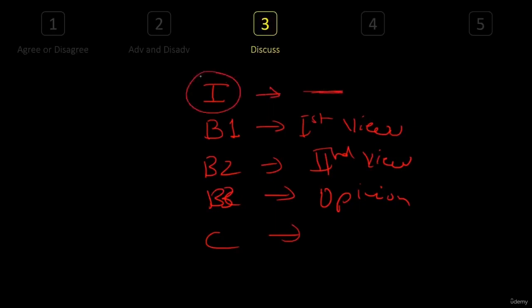We have discussed how to write introduction and conclusion as well, but the body paragraph will change here a little bit. That is first view, second view, and opinion. And finally you conclude based on your body paragraph and introduction. Clear? This is called discuss type.